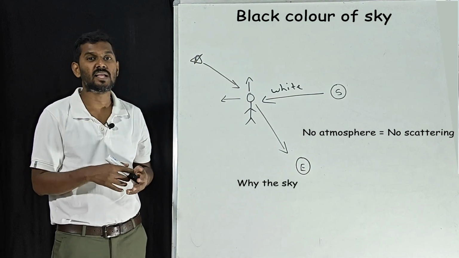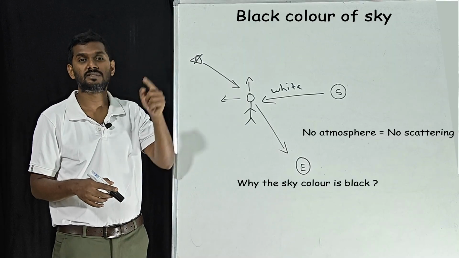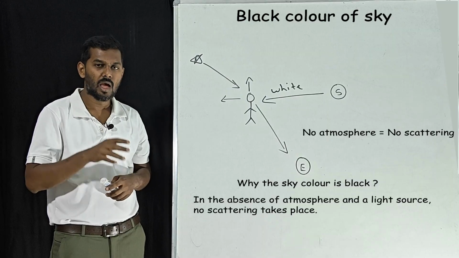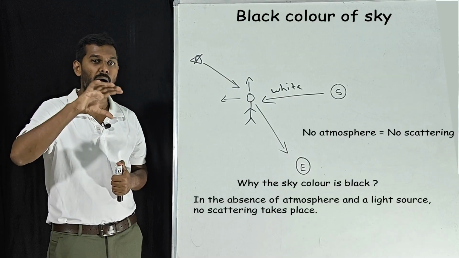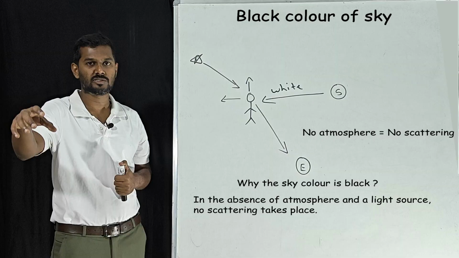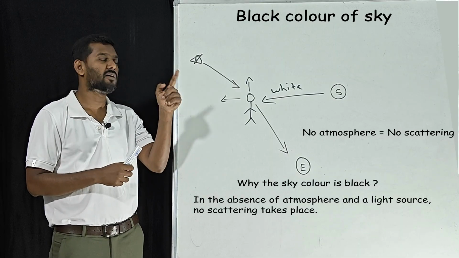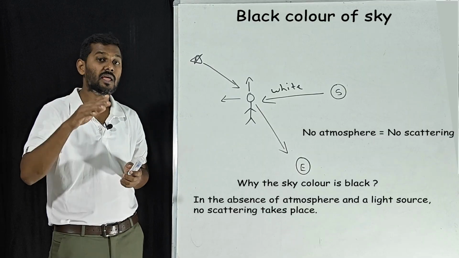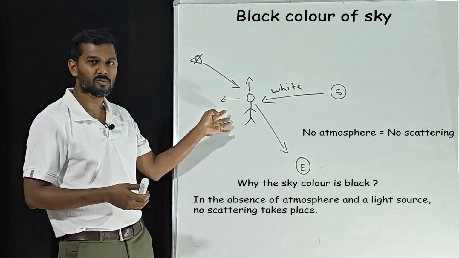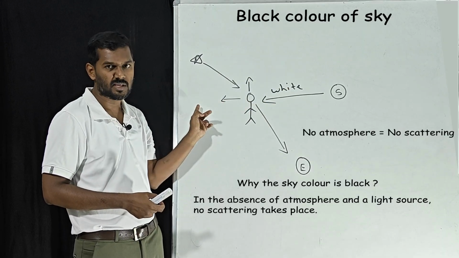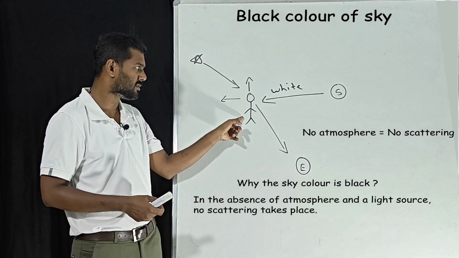So what is the exact answer you're going to write for black color sky? Very simple. In the absence of atmosphere and light source, no scattering takes place. That is why the color of sky is black. And they can change the question. In the vacuum or in the space, you can say there is a light coming from the sun to a person.